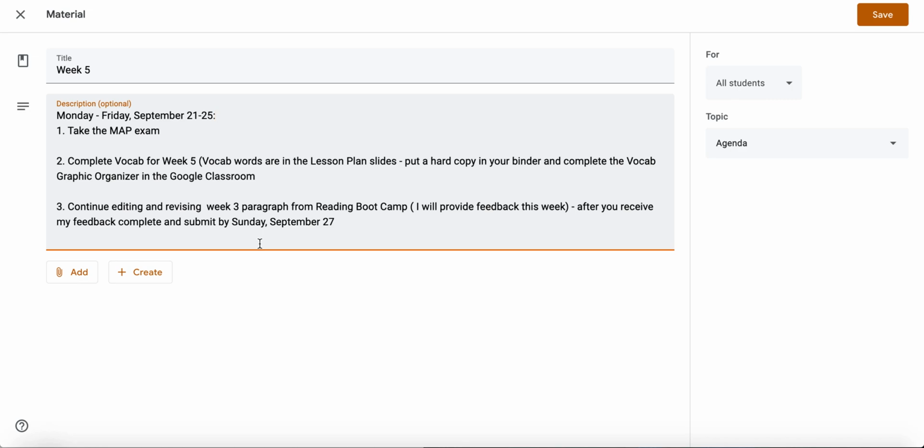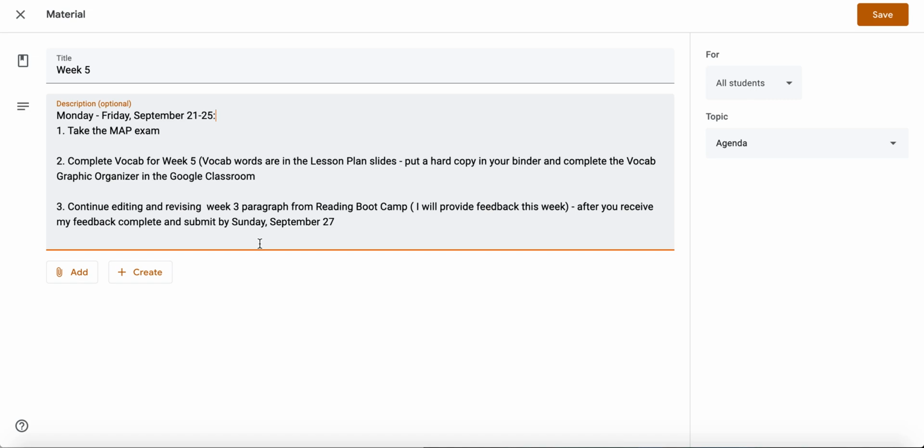Number 2, complete the vocab words for week 5. The vocab words are always found on the lesson plan slides. You must put a hard copy in your binder, and you must complete the vocab graphic organizer in the Google Classroom. If you do not submit vocab words weekly, you will not get your points at the end of the week, and I am not retrograding, or I should say backtrack grading, if you didn't understand the retro. I am not taking it if it is after this Sunday evening.